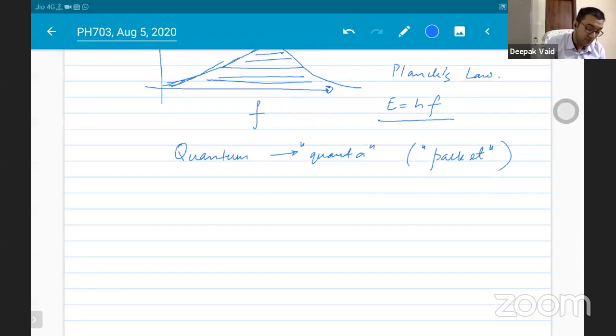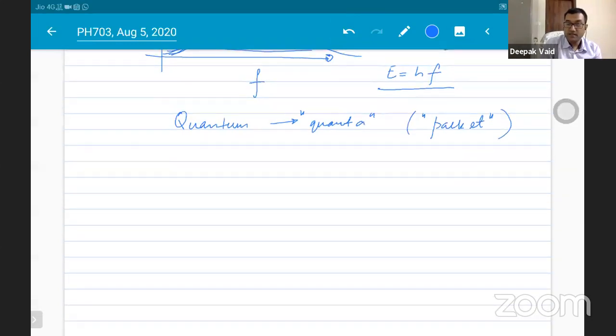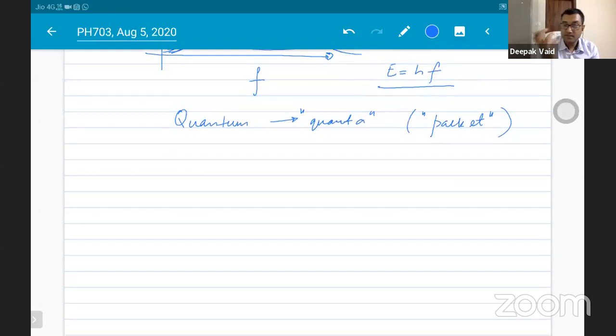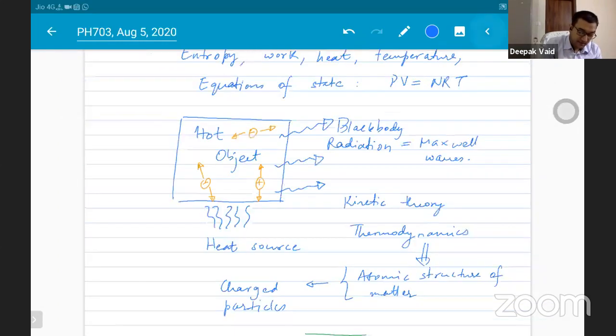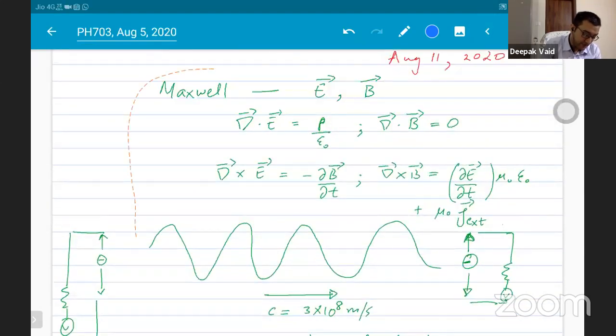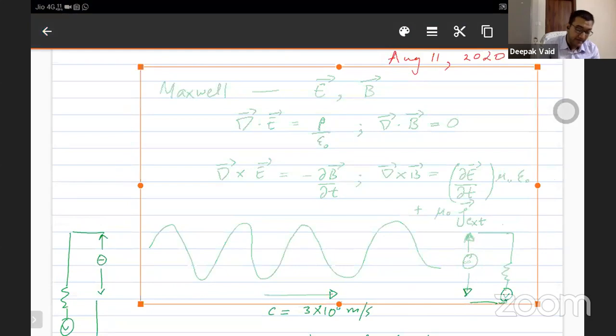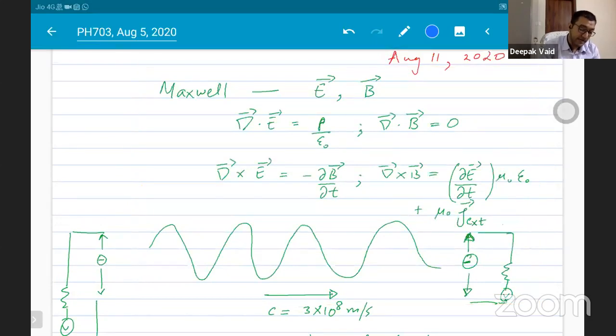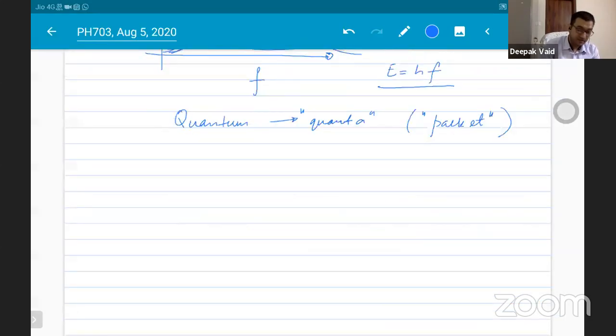And so these quanta of energy, so energy comes in these small packets. But now there's a problem, because if you say that energy comes in these small packets, then that is a contradiction. Why is that a contradiction? Because Maxwell is telling you that light energy comes in waves, right? So Maxwell is telling you that light comes in waves.